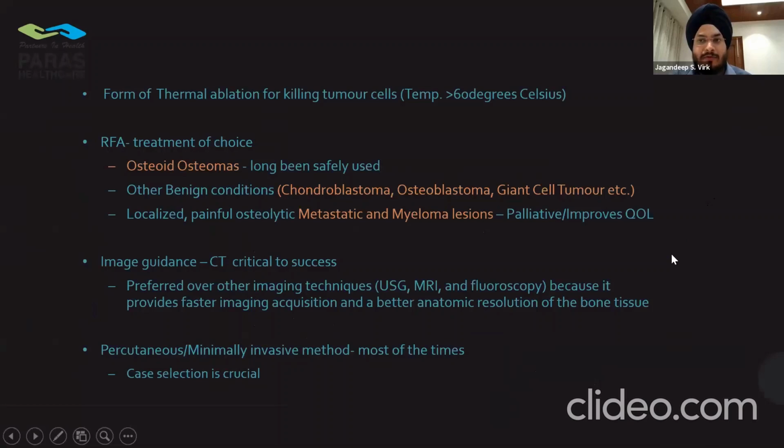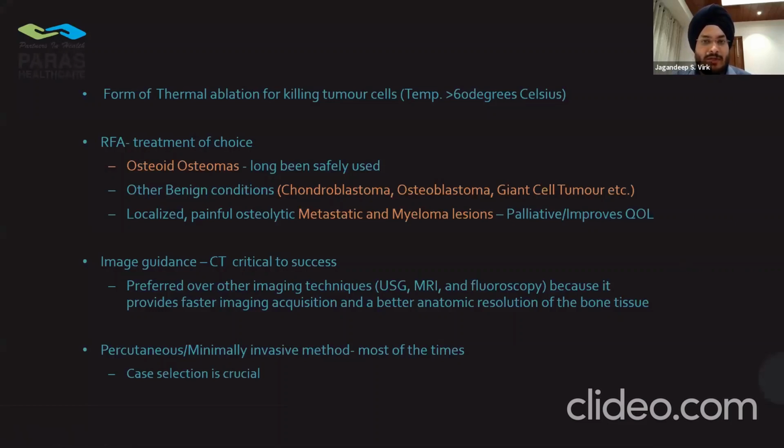It is the treatment of choice for benign bone tumors such as osteoid osteoma and other benign conditions such as chondroblastoma, osteoblastoma, giant cell tumors in certain situations, as well as in a palliative setting for metastatic and myeloma lesions. So doing it under image guidance, especially CT, is critical to success, and it is preferred over other imaging modalities such as fluoroscopy or MRI because it provides faster imaging acquisition and has a better anatomic resolution of the bone tissue. It can be done in a percutaneous method most of the time.